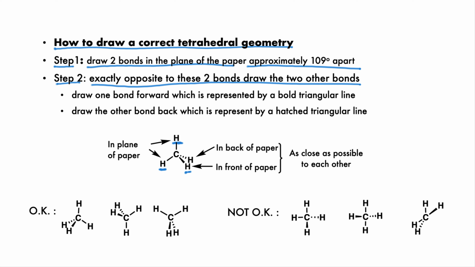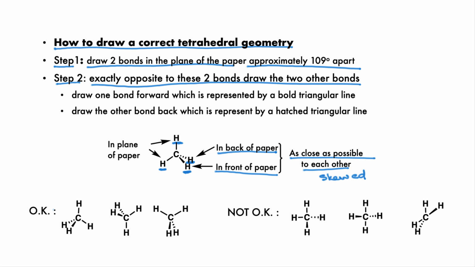Draw 1 bond forward out of the plane of the paper, which is indicated by making it a bold triangular line. Draw the other bond in back of the plane of the paper. This is indicated by making it a hatched triangular line. They are meant to be right on top of each other, but we need to slightly skew them so you can see the back hydrogen.